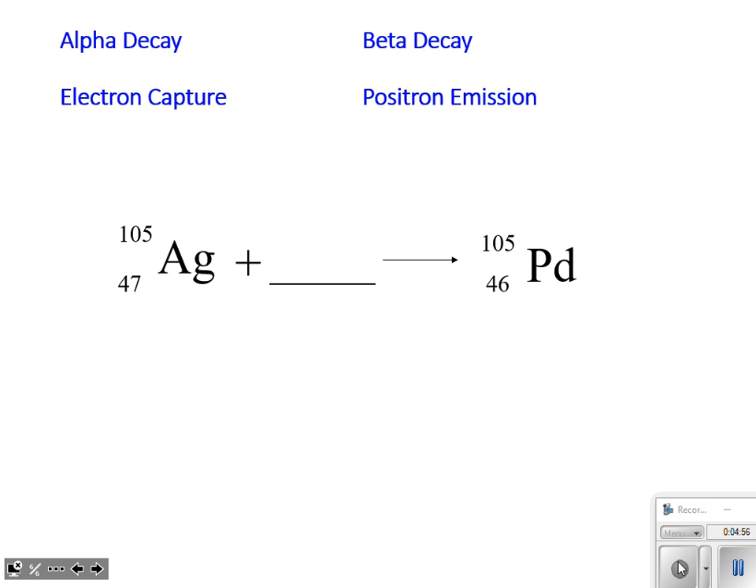Now my final one here, I'm looking and I'm saying, okay, I've got to go ahead and do my math. I see 0 there. 47 minus 1 gives me 46. Okay, so my electron here, this looks like a beta particle, but what it is here, it's on the left side of my arrow. So when I have something on the left side of my arrow like that, that is capturing that electron. So this is electron capture.